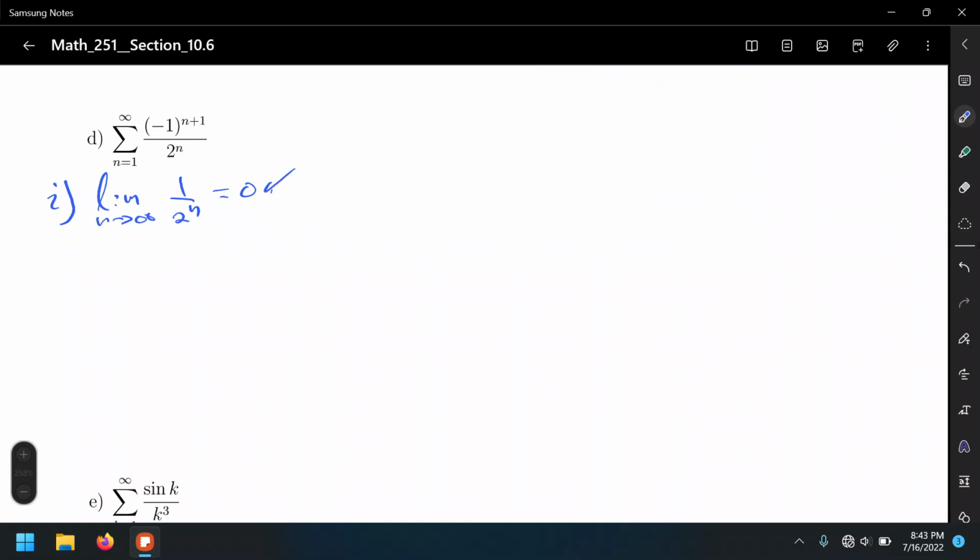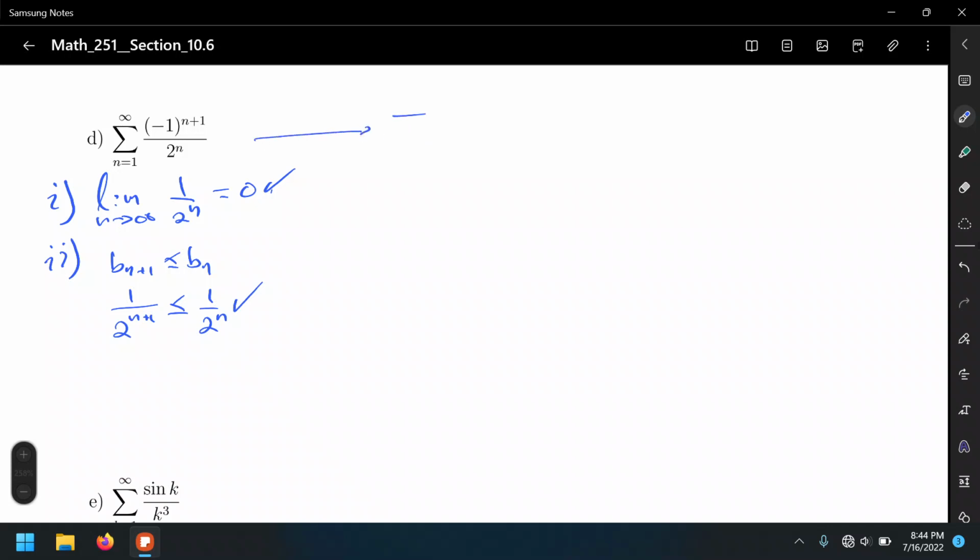Alright, and then for the second condition, we need to show that this is non-increasing. That is, 1 over 2 to the n plus 1 is less than or equal to 1 over 2 to the n, and in this case, this happens to be true as well, because in the denominator of the left hand side of the inequality, we have this n plus 1 power, making that denominator a larger value than that on the right hand side of the inequality.